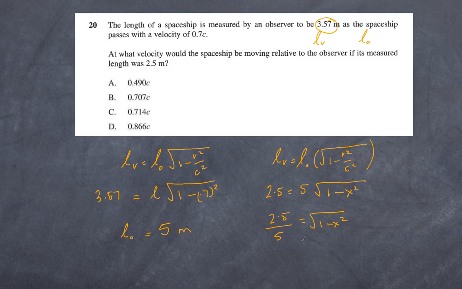If you work this out, x squared ends up being equal to 0.75, and as a result, x ends up being the square root of that, which is 0.866, and so the answer is 0.866c, and that gives me D.